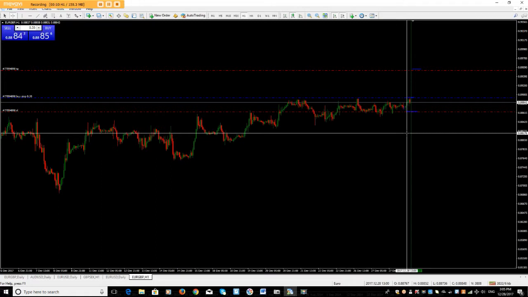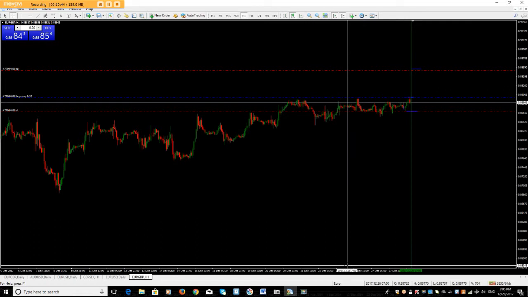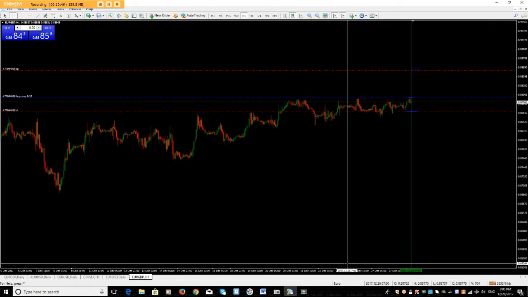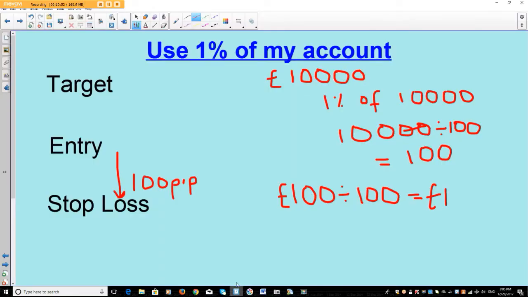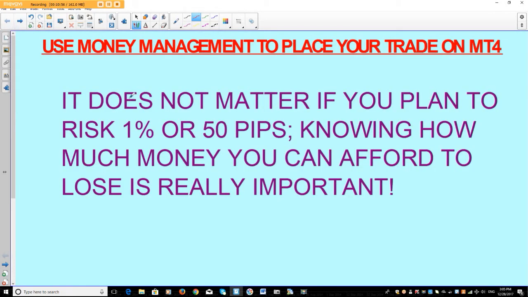Hope you're now able to put your trades on with confidence, and don't worry about the pips and this and that. Just put your trade on using this strategy I've just showed you. And remember, it does not matter if you plan to raise 1% or 50 pips. Knowing how much money you can afford to lose is really important.